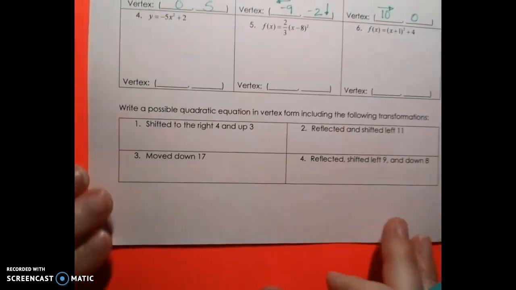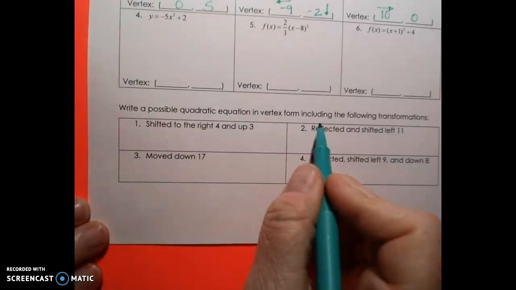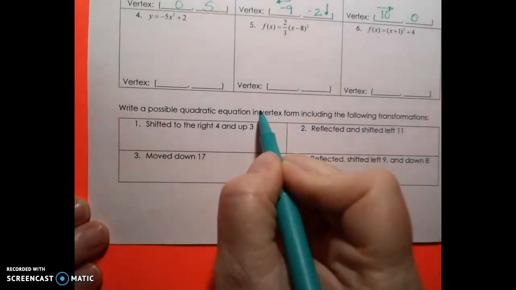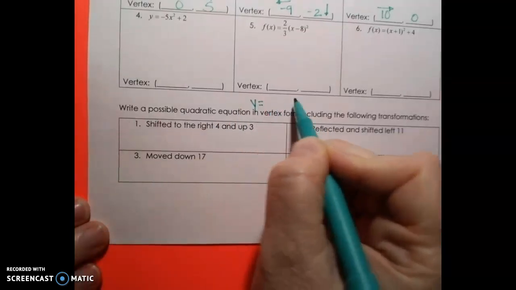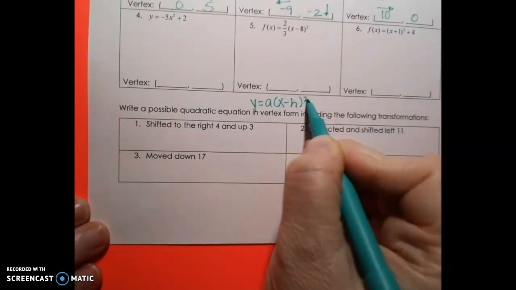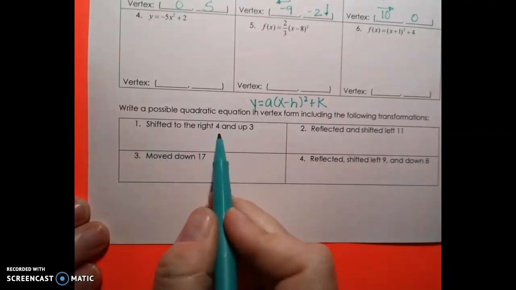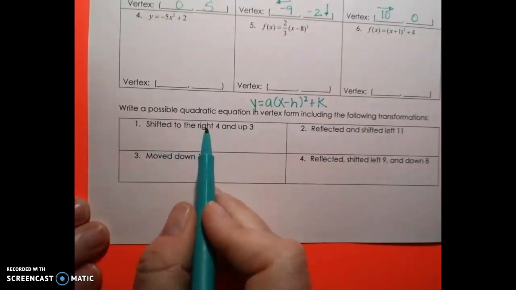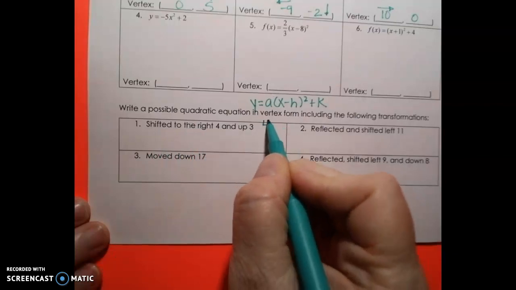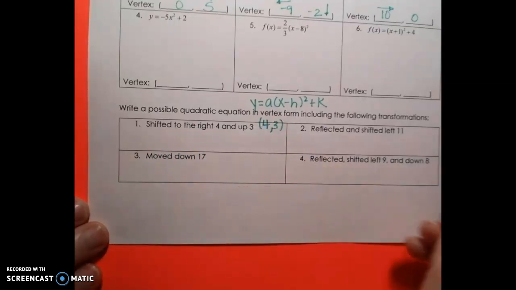And you're going to finish these problems down here, take a picture and upload them. So I will do one of these. We're going to write this in vertex form. Remember, vertex form is y equals a times x minus h squared plus k. So when I read the words, it says it's going to shift right 4. So I'm going to write this as the vertex and up 3. So there's what the vertex would be.